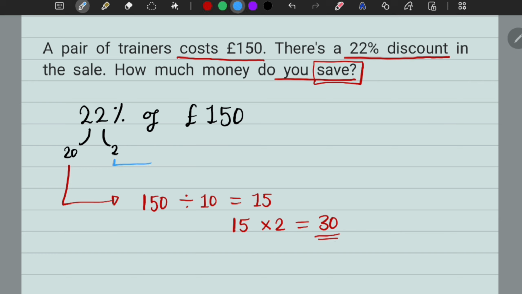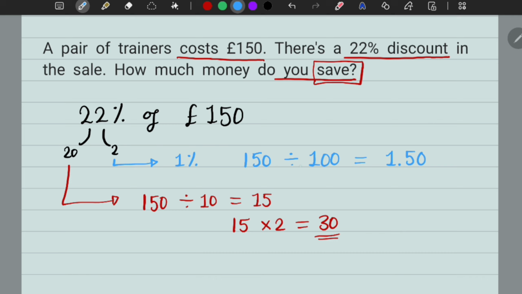Now I need to work out my 2%. And to do that, first I'm going to work out what is 1%. Okay? Well, 1%, I need to divide my 150 divided by 100. And that's going to give me 1%. I know how to do my divisors by tens, hundreds, thousands. So that's going to leave me with 1.5. As we're talking about money, that's actually £1.50.